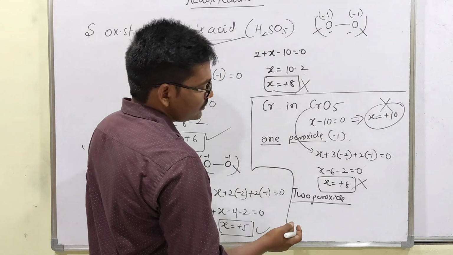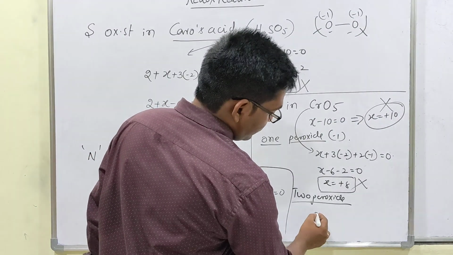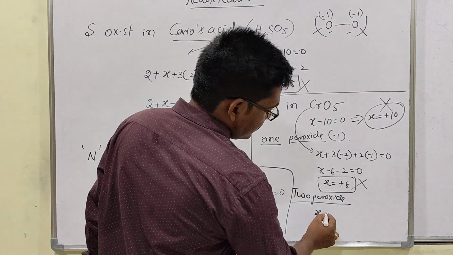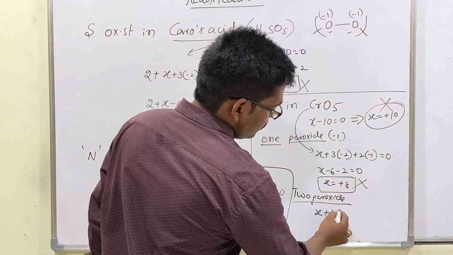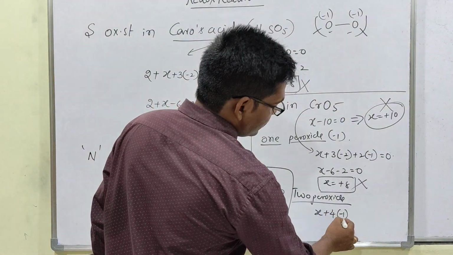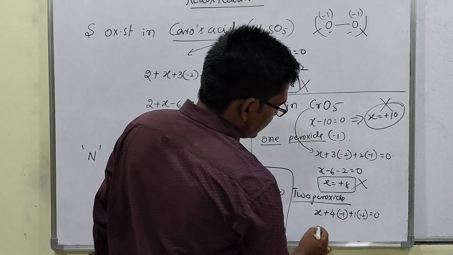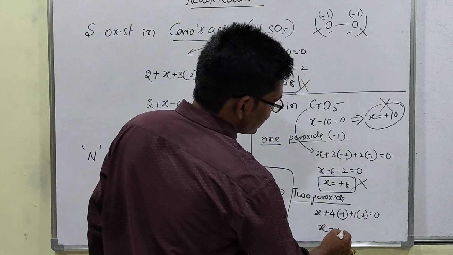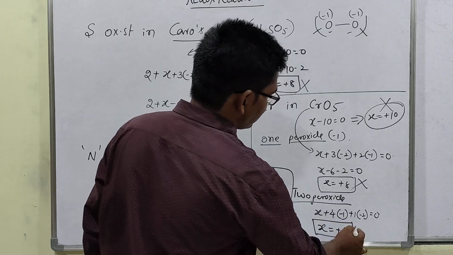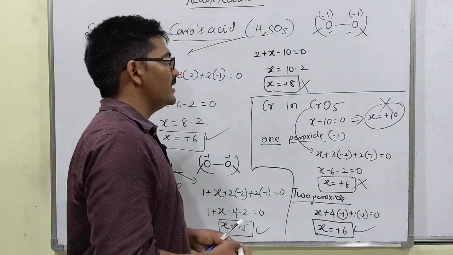So if we take 4 oxygen atoms at -1, then x plus 4 into -1 plus 1 into -2 equals 0. Then we get x equals plus 6 as the oxidation state. This is correct. Understand, my dear students?